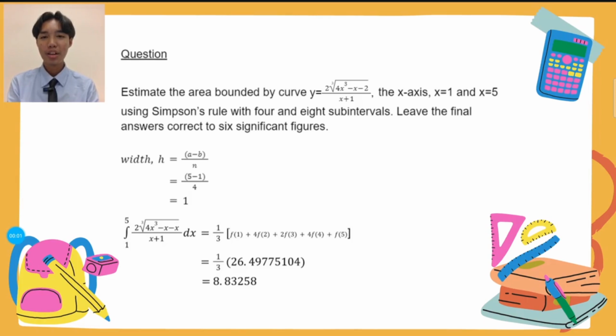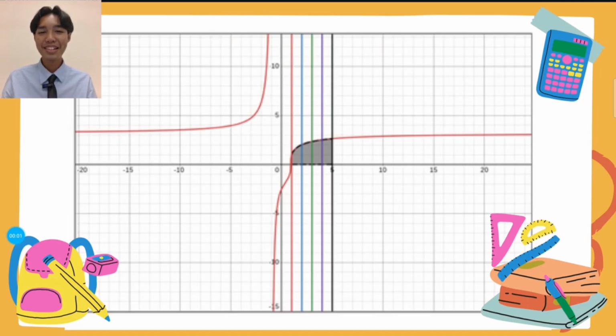So next, if we calculate manually by using the formula of Simpson's rule, we also got the same value as the Microsoft Excel gives. So here's the graph for 4 subintervals for this function.